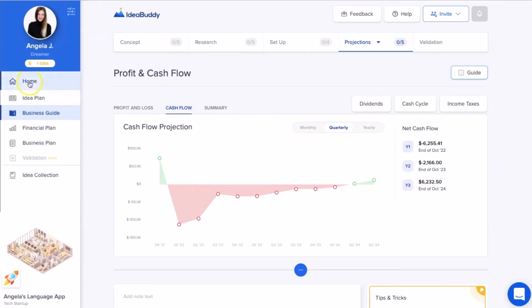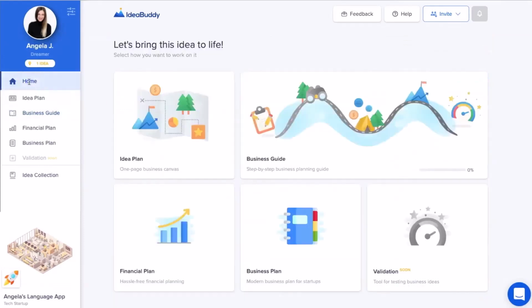As we've been working through all of these sections, we've seen the power behind IdeaBuddy. I feel like it especially shines when it comes to the financial part of the business planning process. For me, this can be the most intimidating part of the whole thing. But IdeaBuddy has made it simple. They've made it intuitive, and may I dare say fun. Let's take a look.